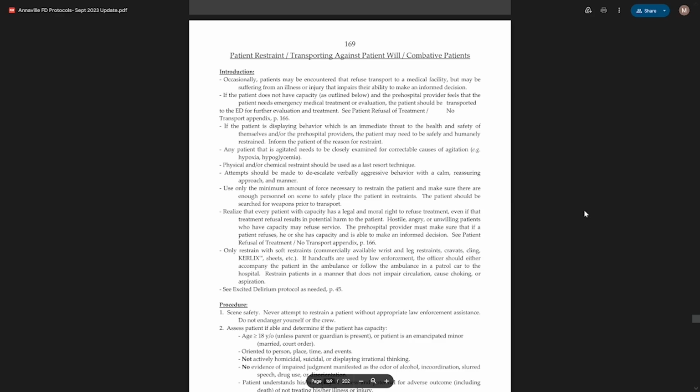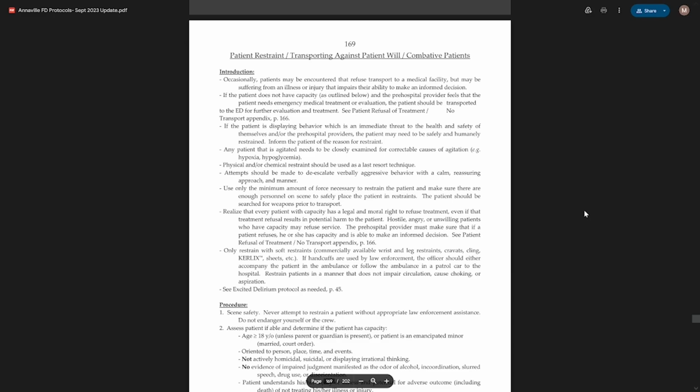If the patient is displaying behavior which is an immediate threat to the health and safety of themselves and or the pre-hospital providers, the patient may need to be safely and humanely restrained. Inform the patient of the reason for the restraint. Any patient that is agitated needs to be closely examined for correctable causes of agitation, e.g. hypoxia or hypoglycemia. Physical and or chemical restraints should be used as a last resort technique.